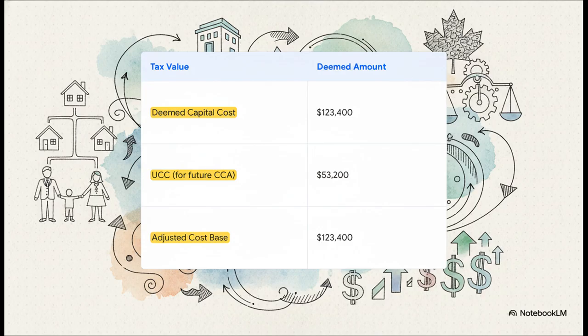So even though his dad only paid about $53,000, the rules say his capital cost and his ACB are deemed to be Joey's original cost, $123,400. His starting UCC for claiming future depreciation, though, is the price he actually paid. This is the key. The tax system essentially keeps the asset's original cost in the family.